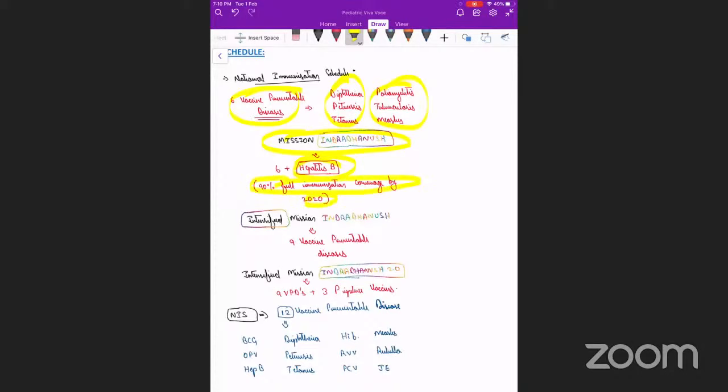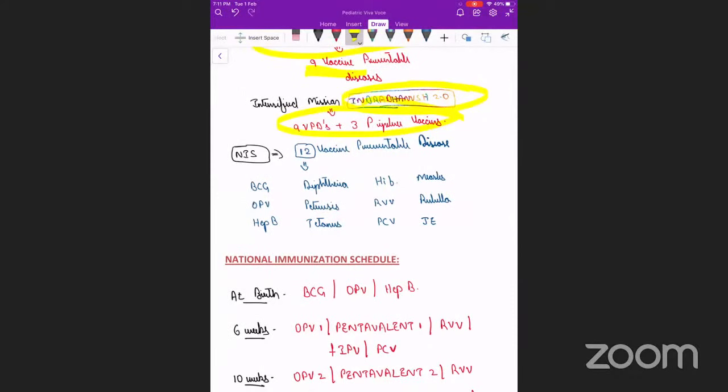After this, what happened? Since they were not able to meet this target, our government came up with intensified Mission Indradhanush. Under this came 9 vaccine preventable diseases. And presently there is intensified Mission Indradhanush 2. Under this, a total of 12 vaccine preventable diseases are present. Okay, so under the national immunization schedule, we have 12 vaccine preventable diseases.